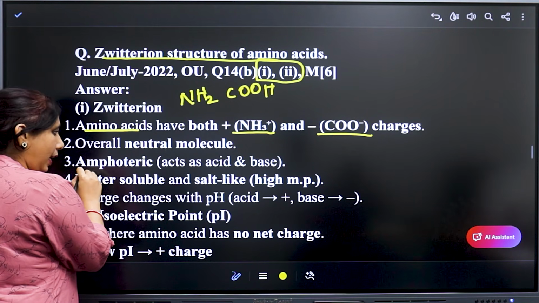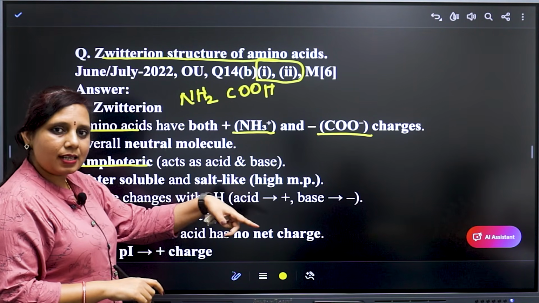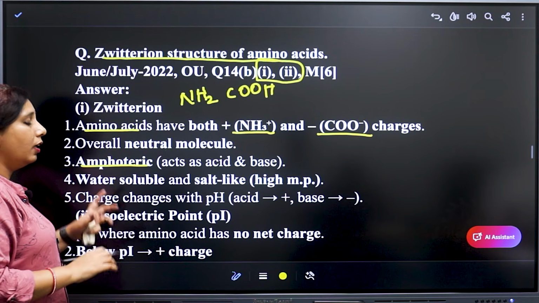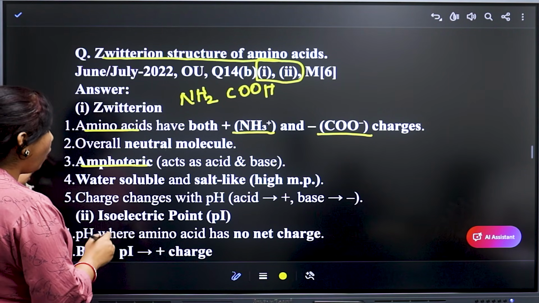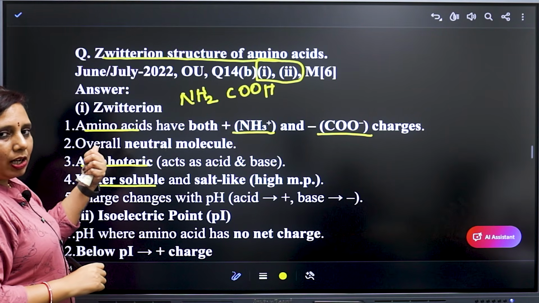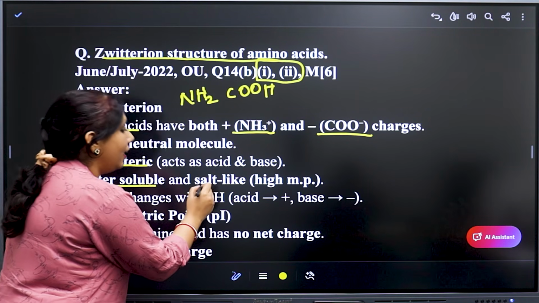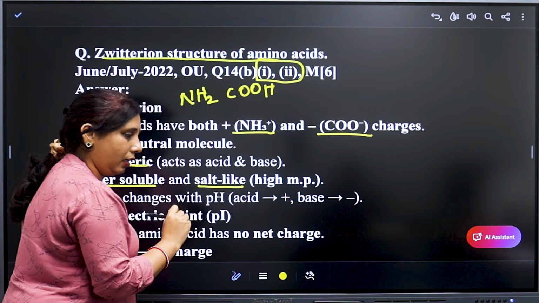And its nature is amphoteric. That means it can react with both acids and also bases. So this is zwitterion. And the fourth point we have here is water soluble. The amino acids in this zwitterionic form are water soluble and salt like.